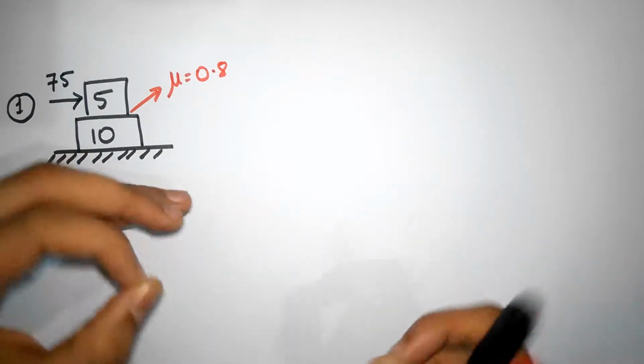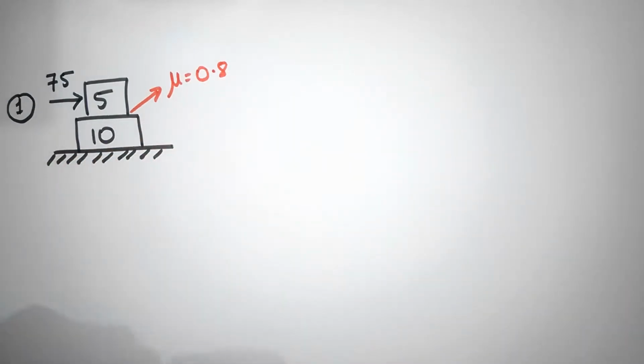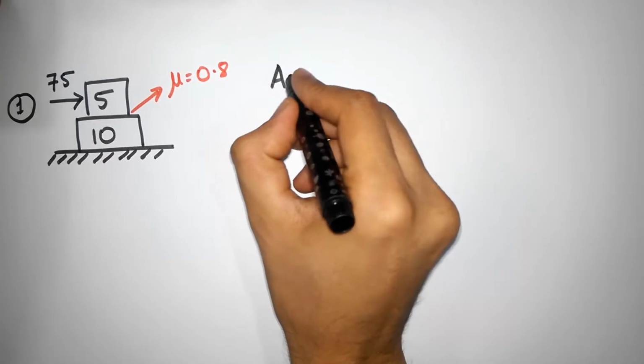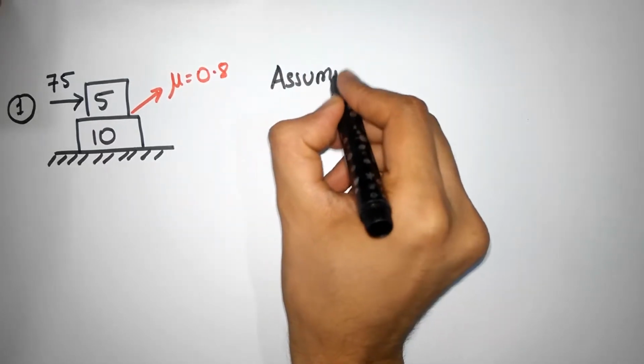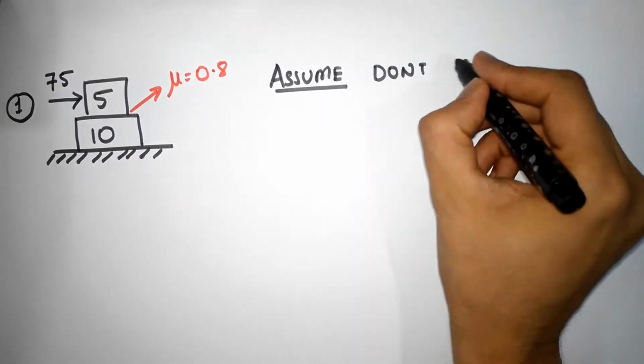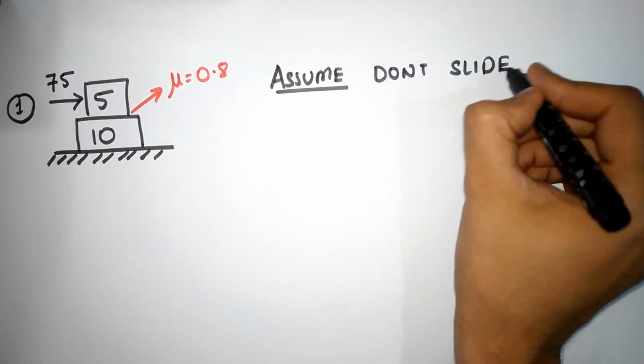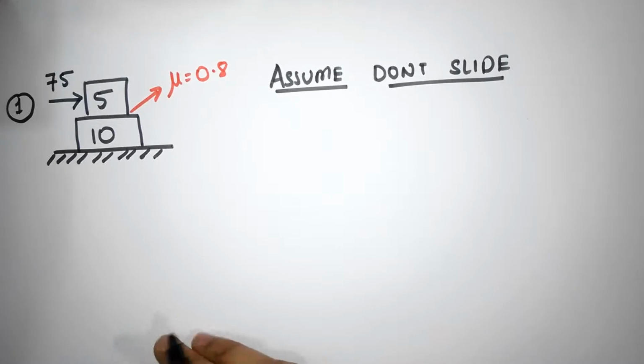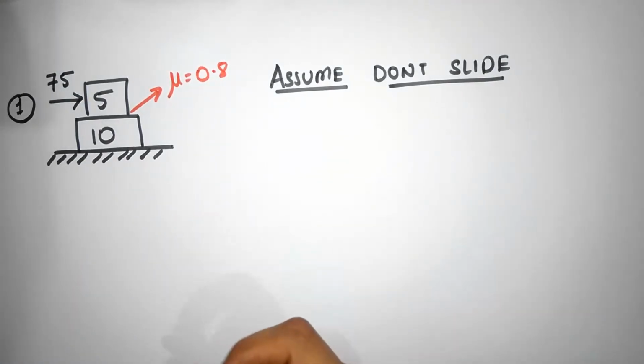So what we can do is start with an assumption. Let's assume they don't slide. We'll always solve these problems this way, by first assuming they don't slide, because they're easy to solve and easy to identify whether the assumption is right or wrong.